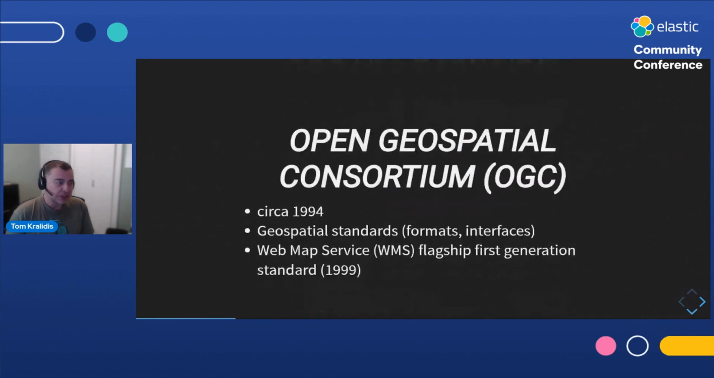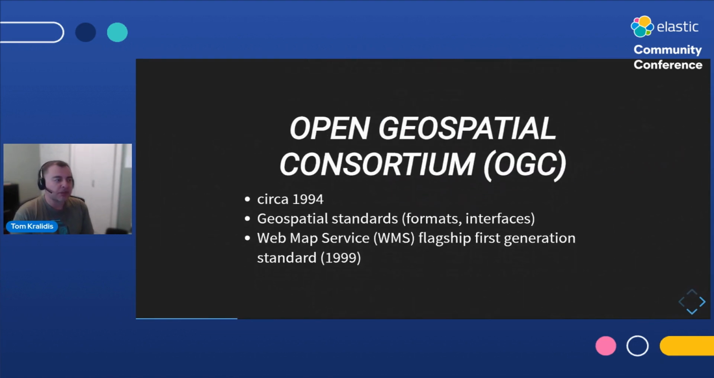Overview on OGC. So the Open Geospatial Consortium has been around since 1994. It's an international standards development organization for making standards around formats and interfaces and APIs and web services and so on. Some of you may be aware of something called Web Map Service or the WMS specification. That is a map API that's been around since 1999 and still in use today by a number of organizations.